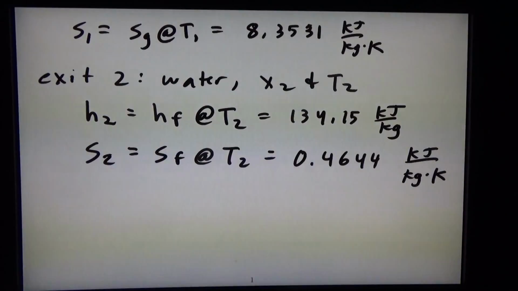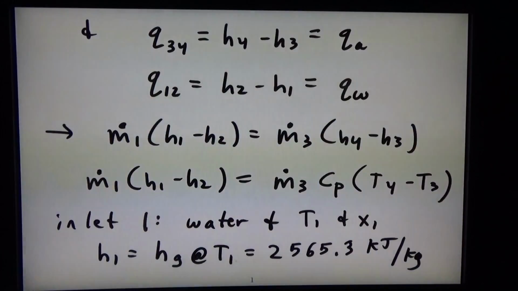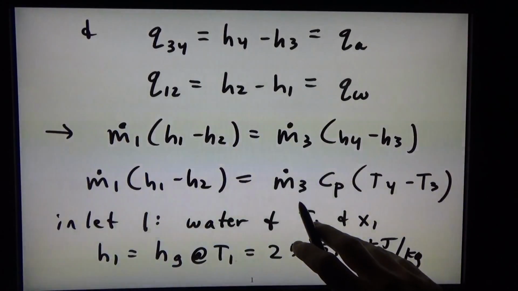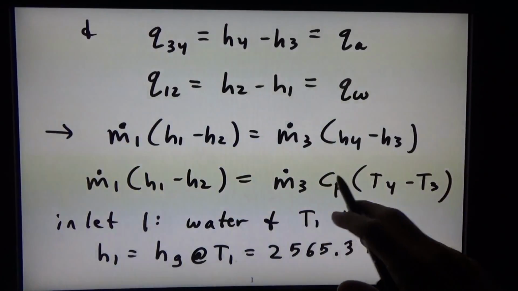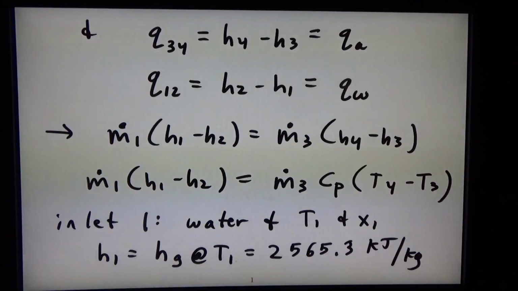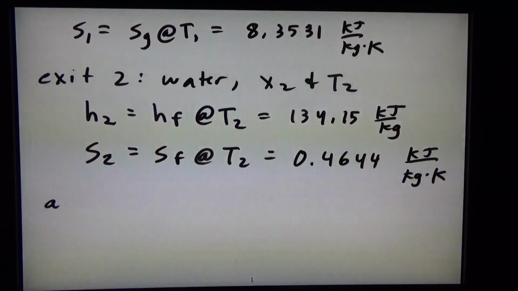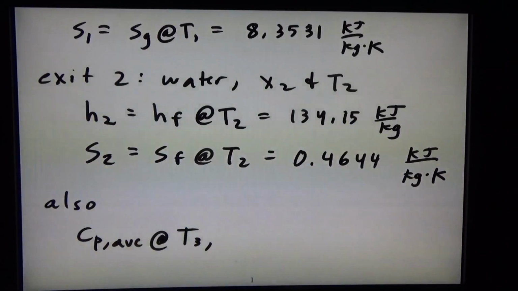Alright, that takes care of the water. We have our properties for the water. Also in this equation, we have almost all the information except for C sub P. So let's try to find C sub P for air. C sub P average at T3 and T4 for air.